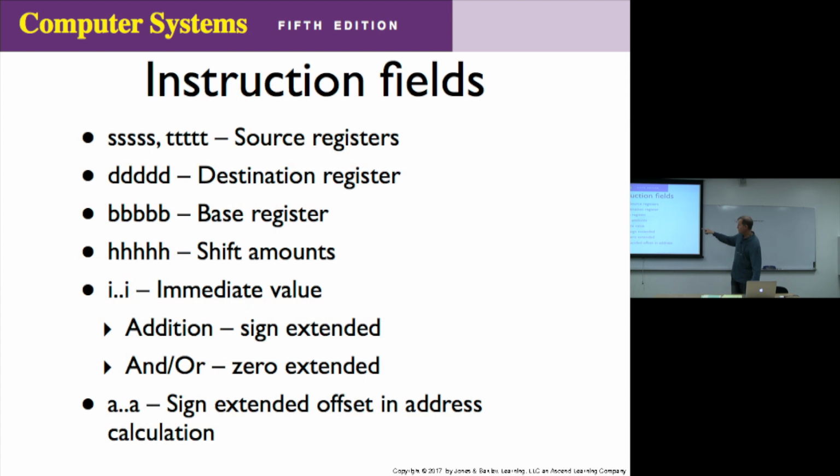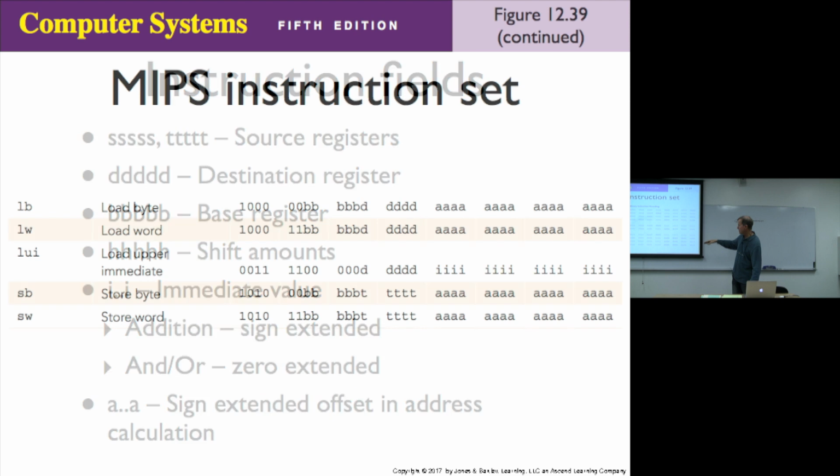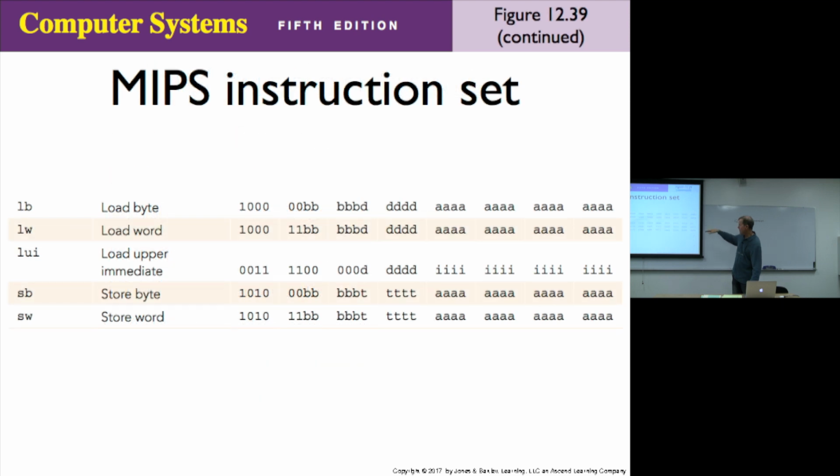So we have destination registers, base registers, shift amounts. Immediate values are sign extended for addition and 0 extended for and or. And then AAA fields are address offset fields. Again, I don't want to go through every single one of these. Also notice the mnemonics for load and store. LB is load byte, LW is load word.